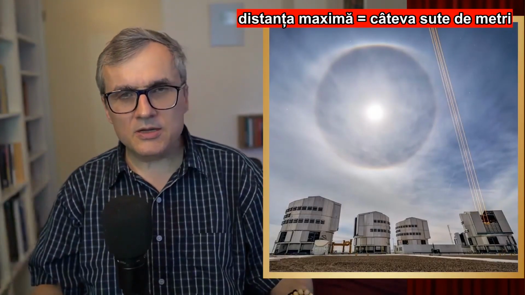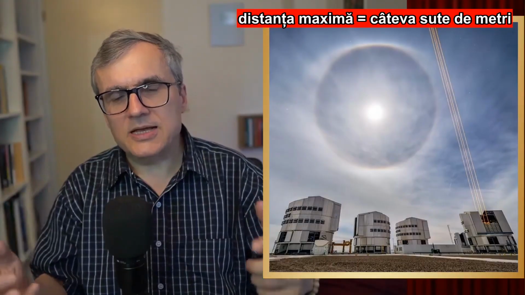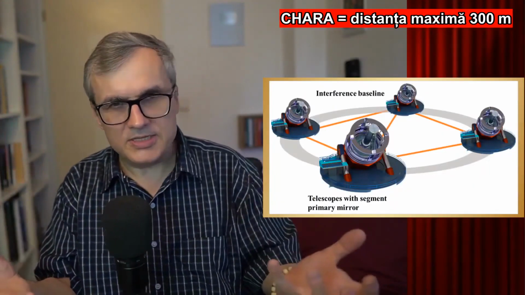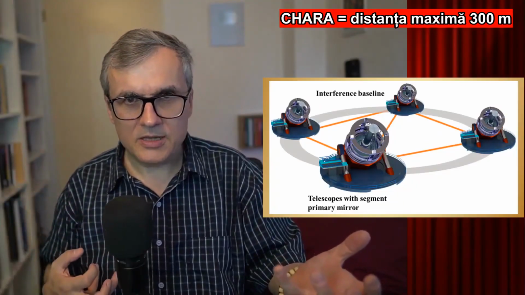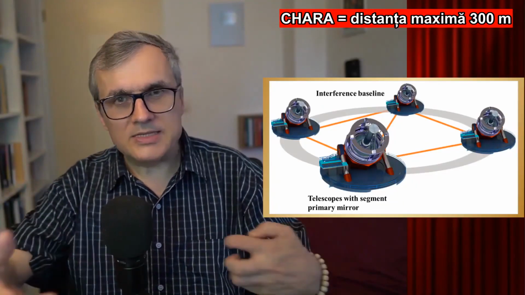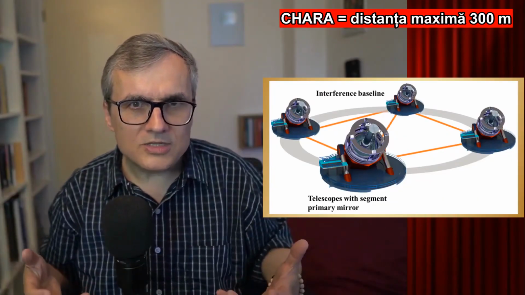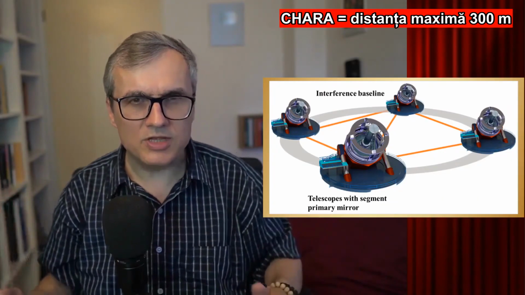And from what I read, the maximum distance is about 100 meters. So if there's a 10-meter telescope here, another 10-meter one here, and another 10-meter one here, you can place them about 100 meters apart. So basically, it creates a telescope with a mirror of about 100 meters, of course.